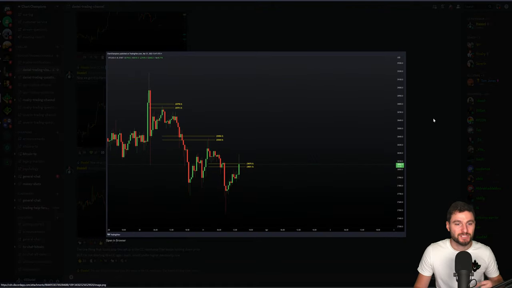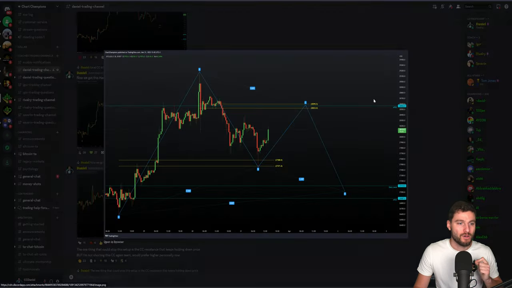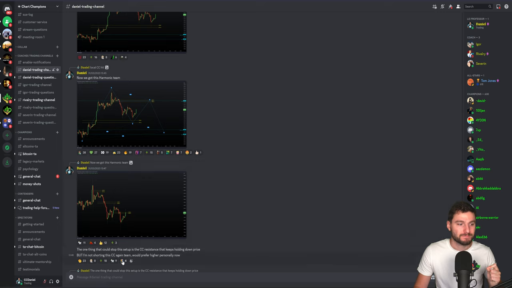Wick above rejection, right? That's the one and only thing that can stop it coming up to our target of the harmonic here at C. And I tell my team, that's the only thing that can stop us. But this time, I am not shorting this CC Fibonacci again. I want to see higher, okay?